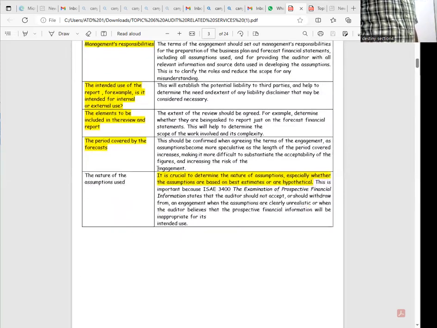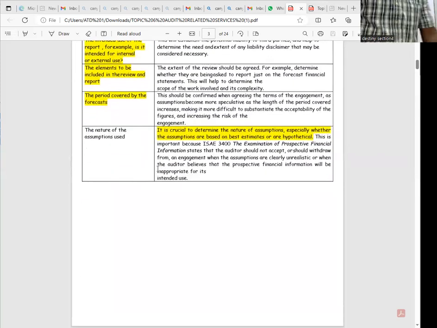The next is the period covered by the forecast. This should be confirmed when agreeing the terms of the engagement, as assumptions become more speculative as the length of the period covered increases, making it more difficult to substantiate the acceptability of the figures and increasing the risk of the engagement.